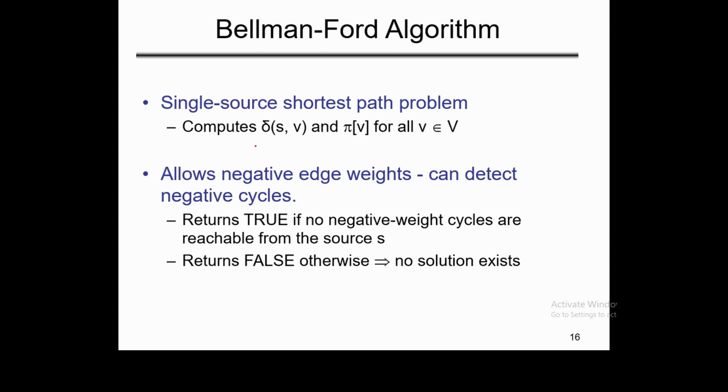It will simply compute d[s, v] and the predecessor for every vertex. It allows negative edge weights and can detect negative cycle. So अगर negative cycle है then it will return true. If it will return true, it means there is a shortest path available, means if no negative weight cycle are reachable from the source s, and it will return false, means no solution exists, because it may be possible there is a negative edge weight cycle.